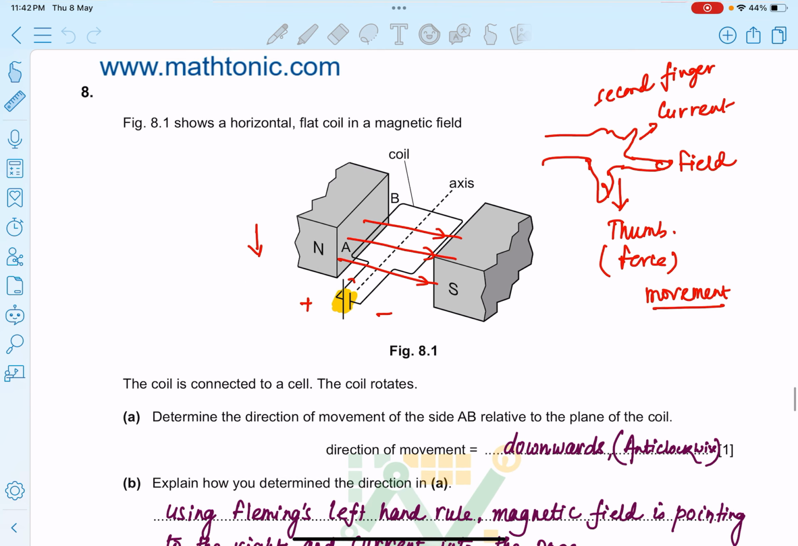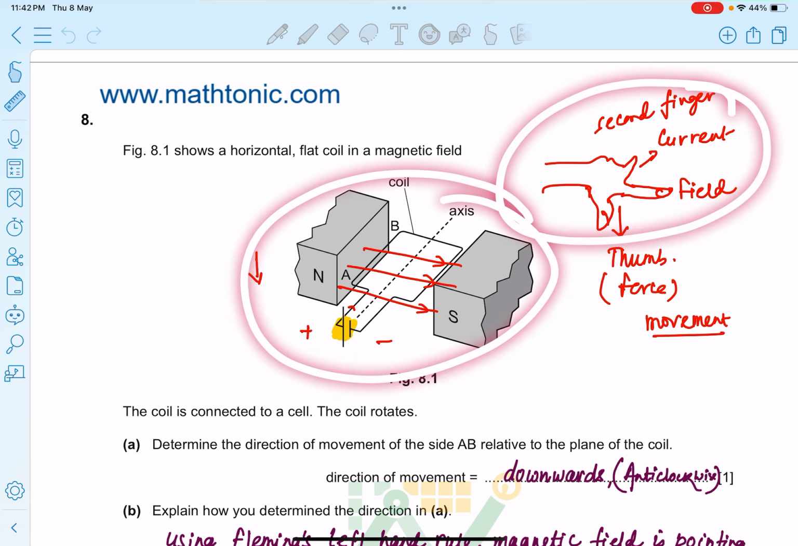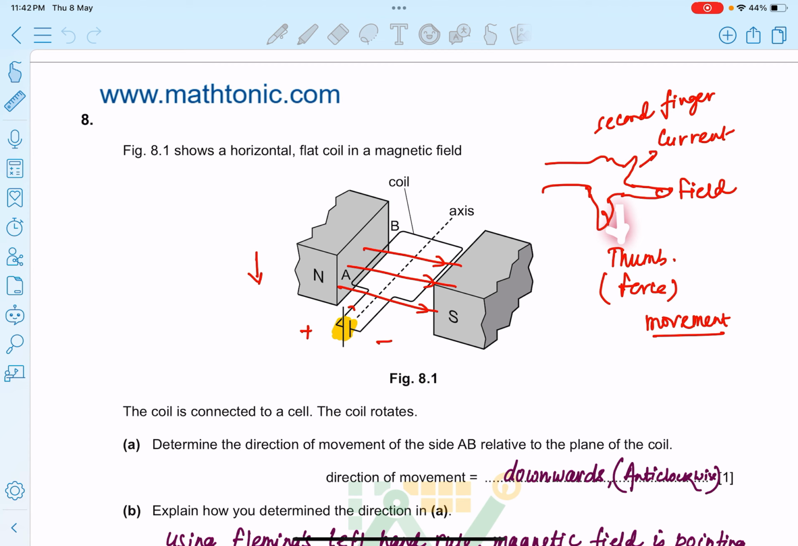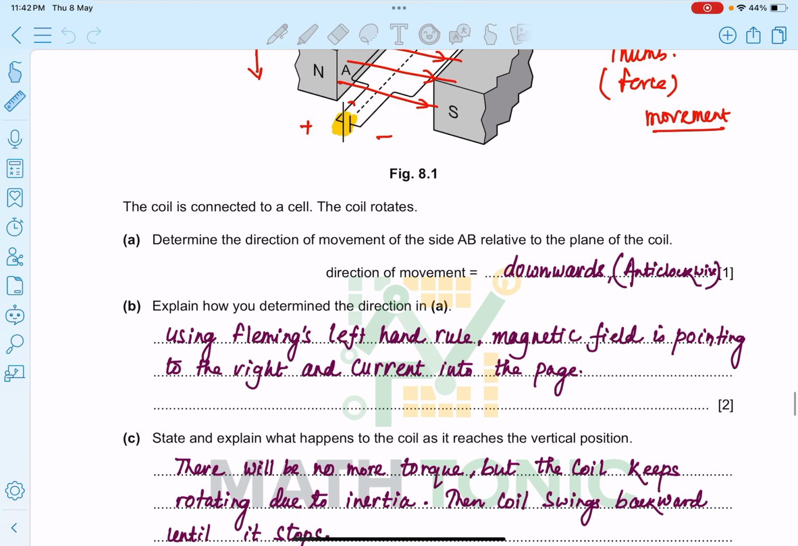How? Because I told you that for a DC motor you have to use Fleming's left hand rule. The direction of the thumb will be the force, and the magnetic field will be moving from north to south, we can say left to right, and the second finger, the current, will be passing through the page at 90 degrees to this field. Can you see this clearly, everyone? So using Fleming's left hand rule, the magnetic field is pointing to the right and the current into the page. Simply write down the rule here.